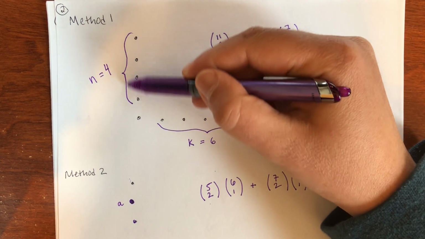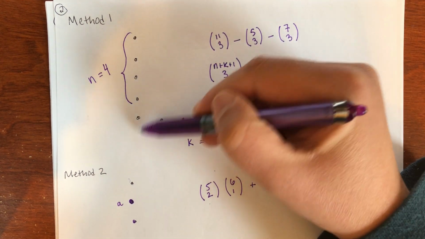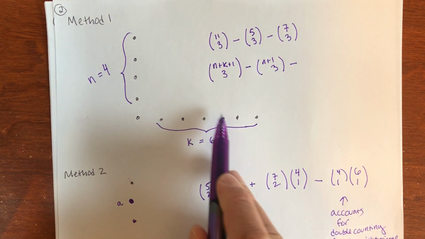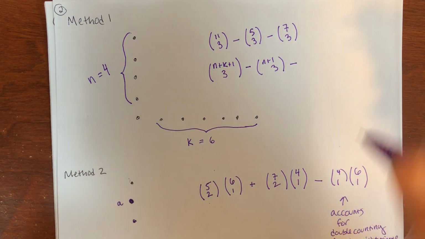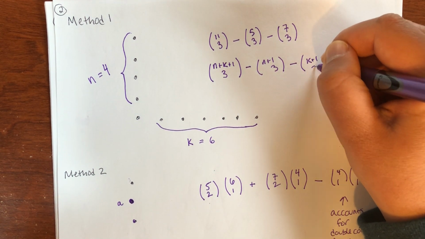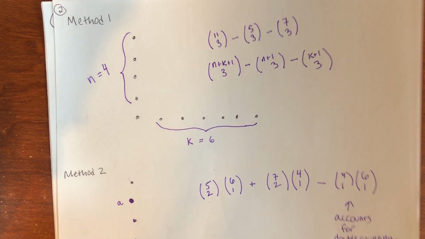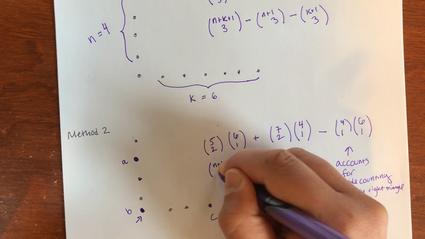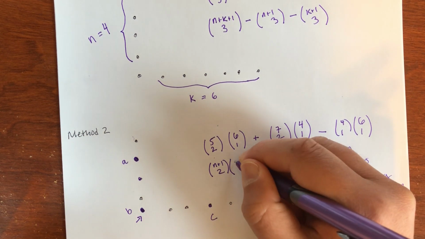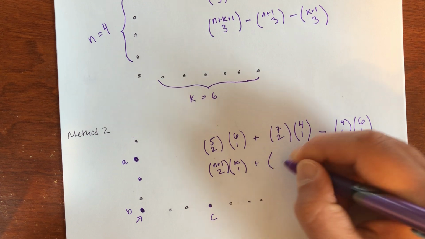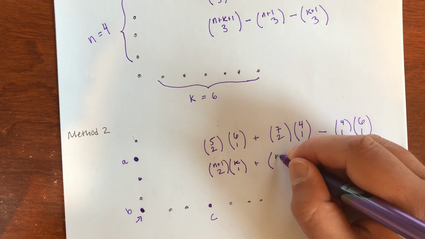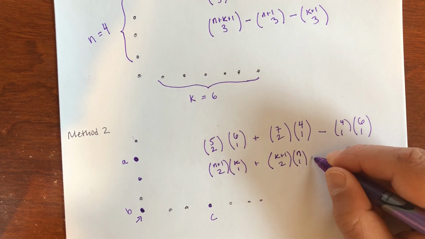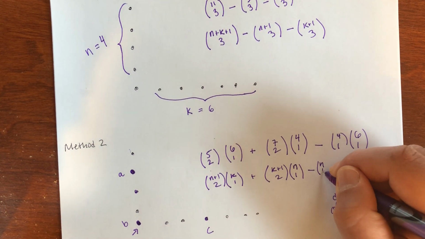minus 5 choose 3, would be the vertical number, so that would be N plus 1 choose 3, and then minus 7, that's the number of horizontal dots, that's K plus 1 choose 3. Okay, using a similar method here, we have N plus 1 choose 2 times K choose 1 plus K plus 1 choose 2 times N choose 1 minus N choose 1 times K choose 1.